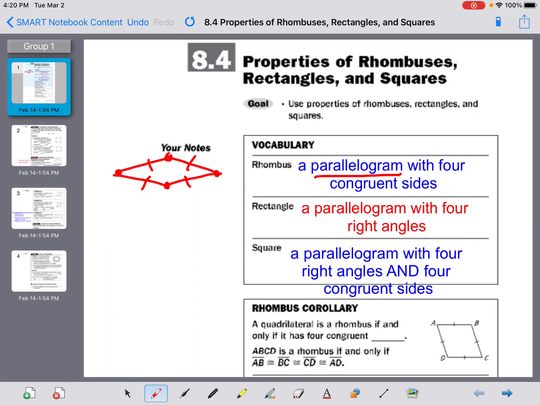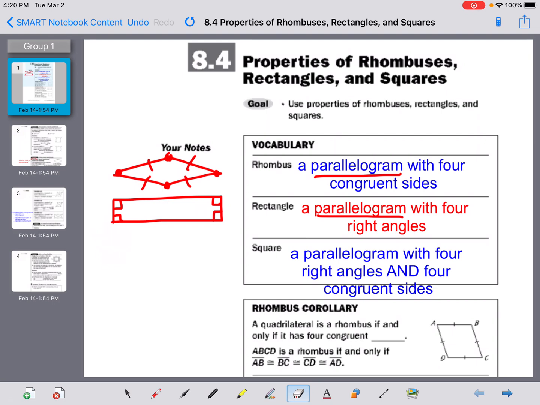So a rectangle, once again, is a parallelogram. So it has opposite sides parallel, opposite sides congruent, opposite angles congruent, consecutive angles supplementary, and diagonals bisect each other. But it also has 4 right angles. So what's special about a rectangle is the 4 right angles. Okay, that makes it different than the rhombus.